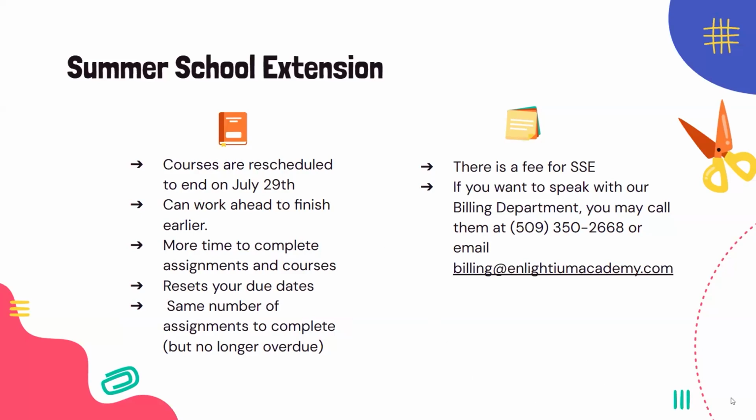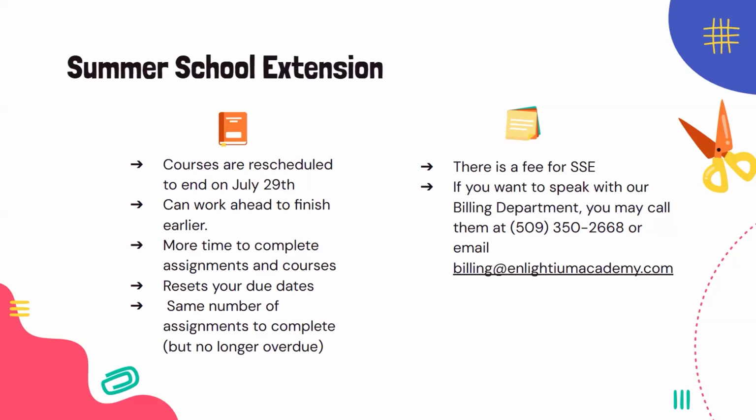It doesn't lessen the amount of assignments that you have left. The amount of assignments stays the same, but it basically redistributes your due dates to give you more time to complete the courses. So let's say you want an extension, but you don't need until July 29th. You can always work ahead and finish sooner than that, but a summer school extension is just going to be a great option if you are needing a little bit more time to finish your courses and spread things out.